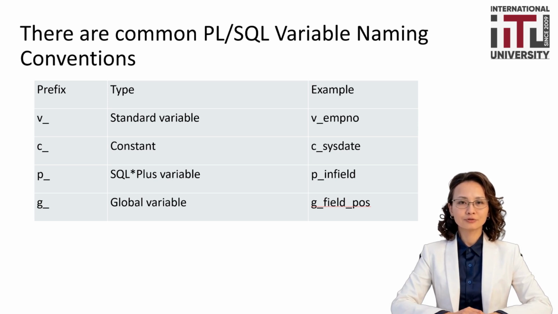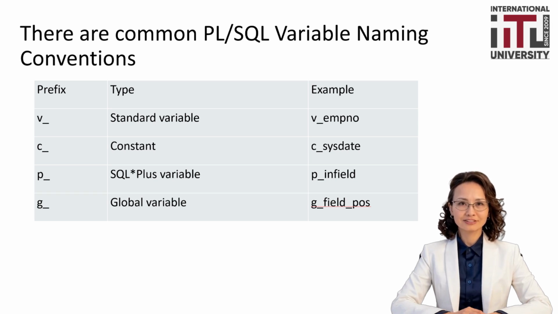In PostgreSQL, variable naming conventions are very important for writing clean and readable code. Developers often use prefixes to quickly understand the purpose of a variable. For example, the prefix v is used for standard variables. So, when you see a name like v_empno, you immediately know it is a regular variable.